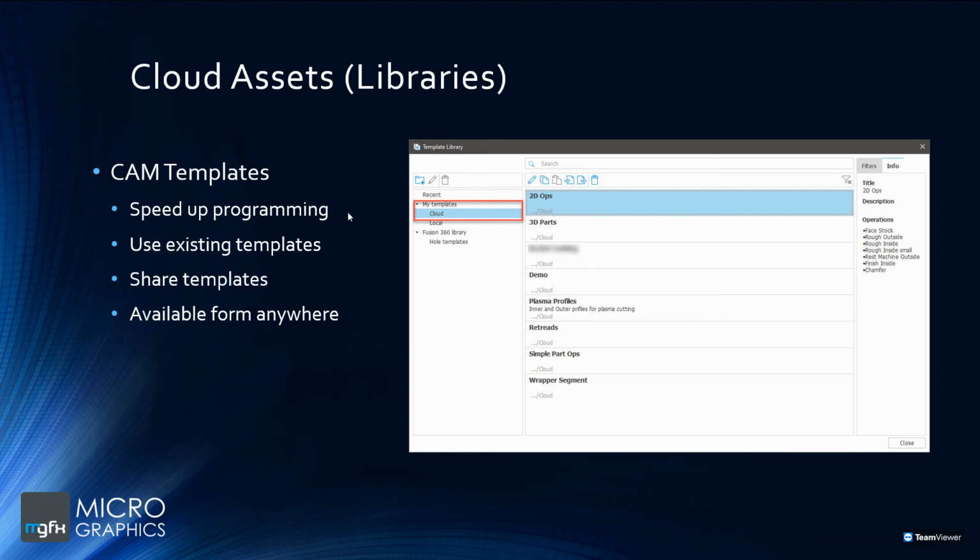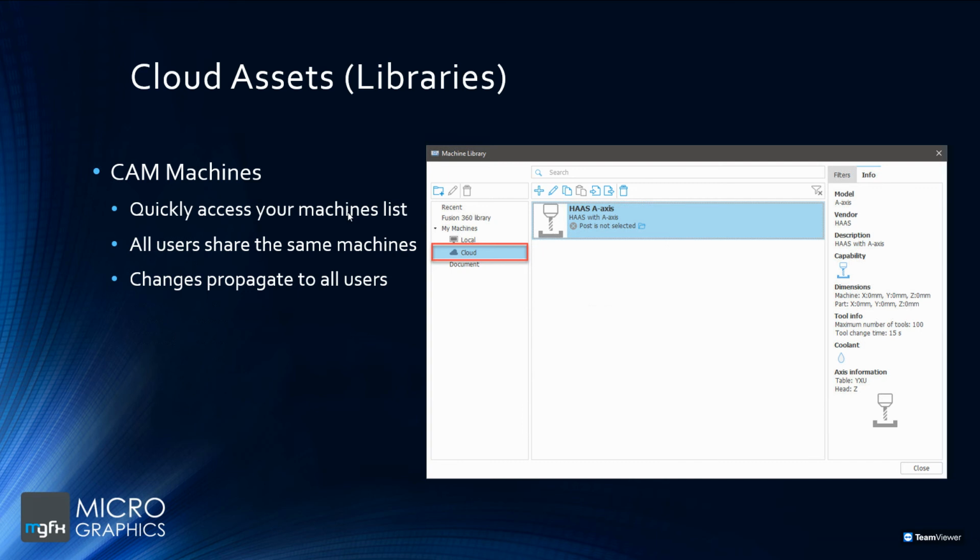The third option we're looking at here would be the CAM templates. Now, CAM templates can also be stored in a cloud location. What this helps is it helps the users speed up their programming of components because they can quite easily pull a template from that cloud library. And designers can create their own templates, upload them to the library, and allow other designers to access those templates because they are part of that cloud library. So you're speeding up your programming by using existing templates. Those templates are shared once again because it's cloud-based and once again available from anywhere.